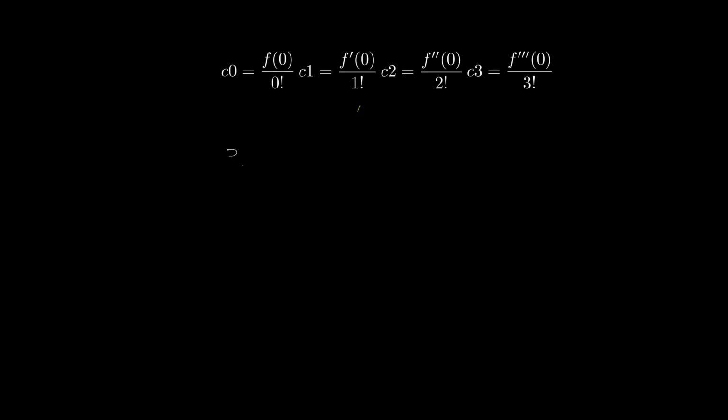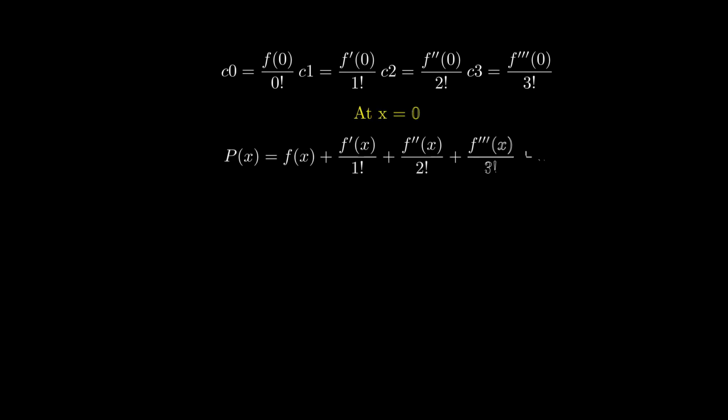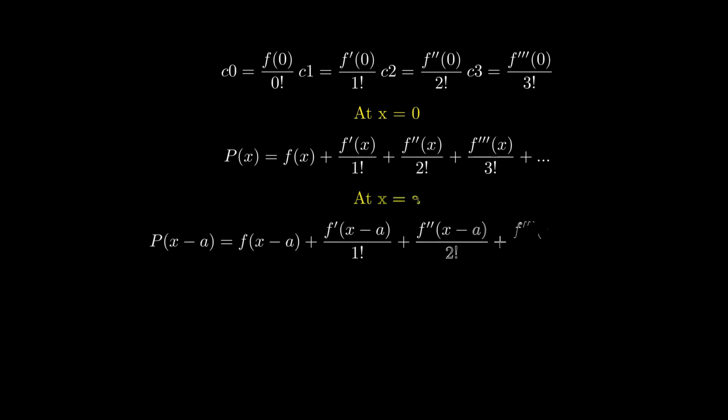This lays the foundation for our Taylor series formula, which, at 0, is as shown. However, for any general point a, the formula transforms as illustrated in the animation, and each x term becomes x minus a.